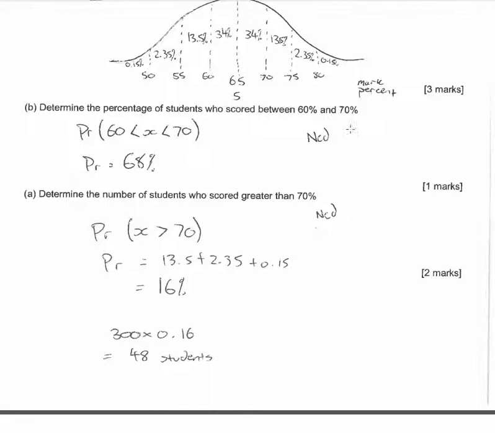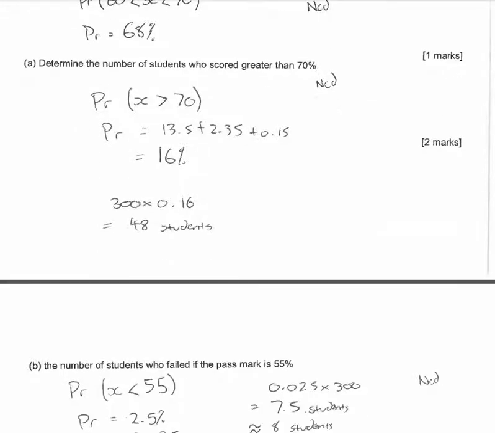The next one says determine the percentage of students who scored between 60 and 70. As this one lies on the intervals here, we don't necessarily need to use the calculator, as we're allowed to use the 68% rule, the 95% rule, and so on. Because these ones lie on the intervals, we can just see that it's going to be 34% plus 34%, which equals 68% of students who are going to score between 60 and 70% for the test.